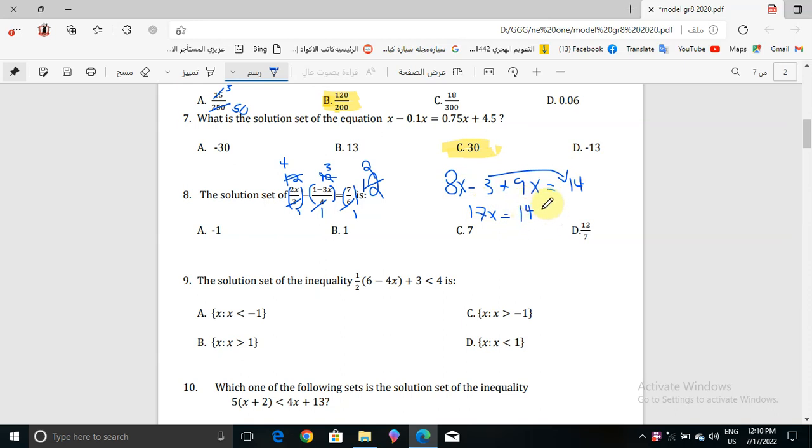14 plus 3, then 17x is equal to 17. Then divide both sides by 17. Then the last answer, it will be x is equal to 1. So that means in question number 8, its answer, it will be choice B.